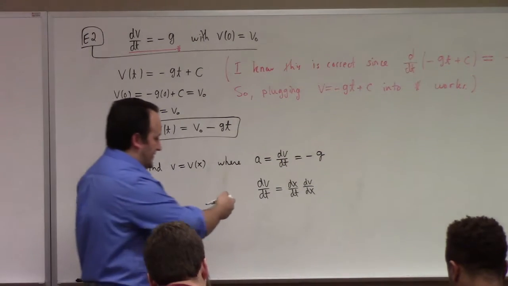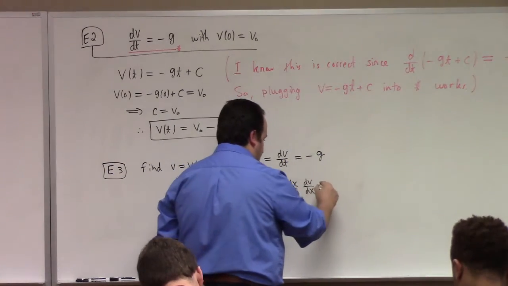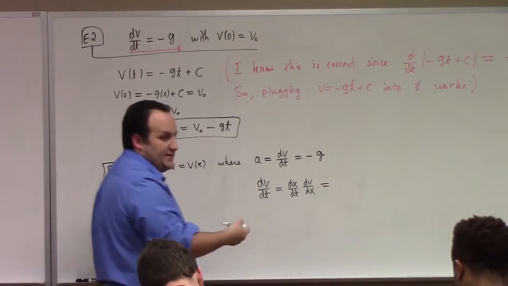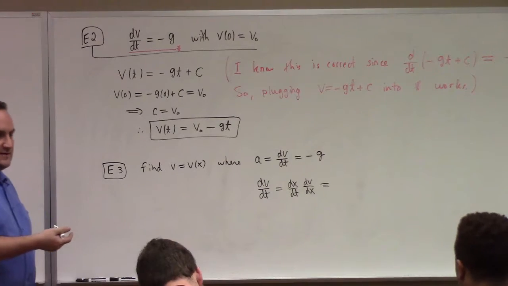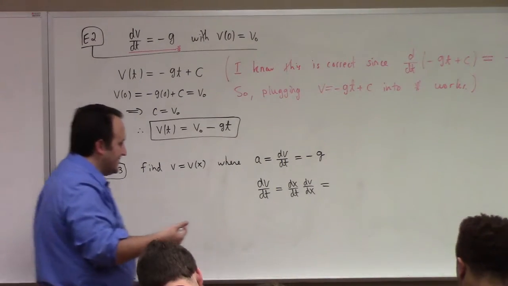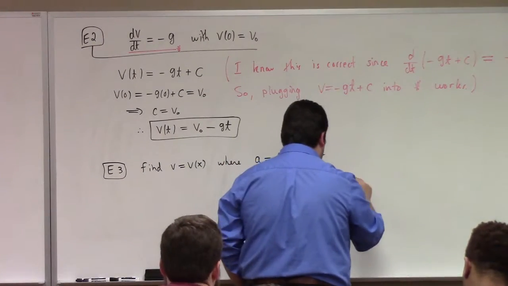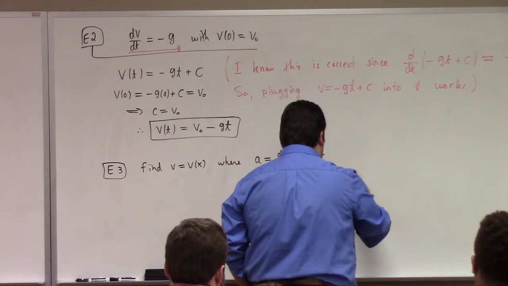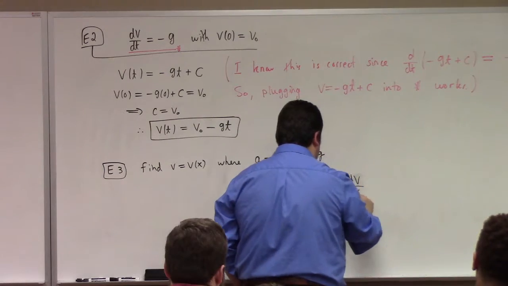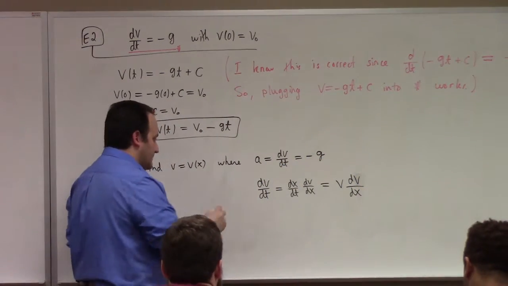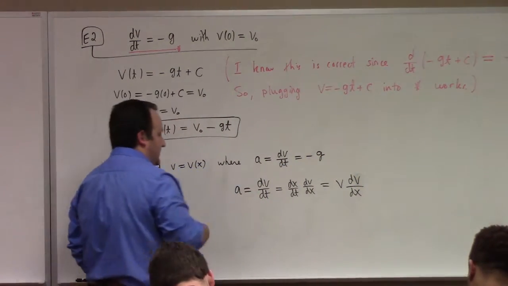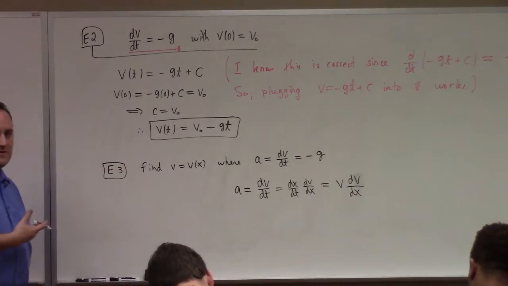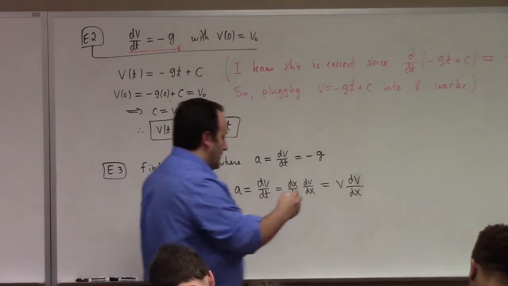And so what is this? You see what you got here. This is dx dt times dv dx. In other words, that's v dv dx. Gives me joy to say. So v dv dx, that's my acceleration, right? But in this context, I'm thinking about constant acceleration of minus g, right?